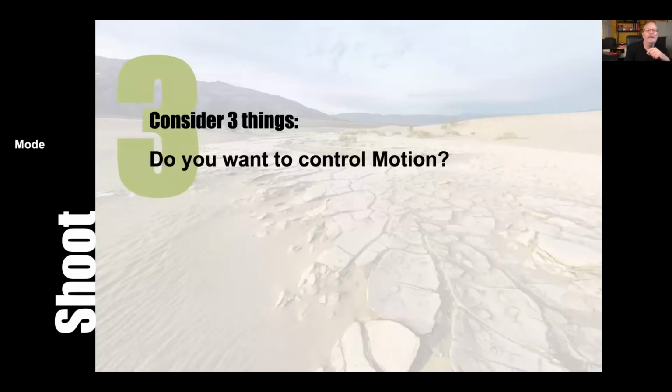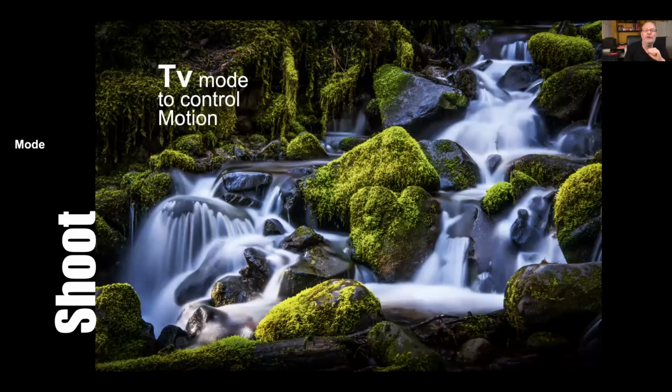Number 1: do I want to control motion? Is there motion in my image, and do I want to control it? Let's look. Here's that Olympic National Park waterfall again. If I want to control motion, either freeze motion or show motion, I want to be in TV. That means I'm going to set the shutter speed for the motion that I want to see, and I'm going to let the camera do the rest of the work.